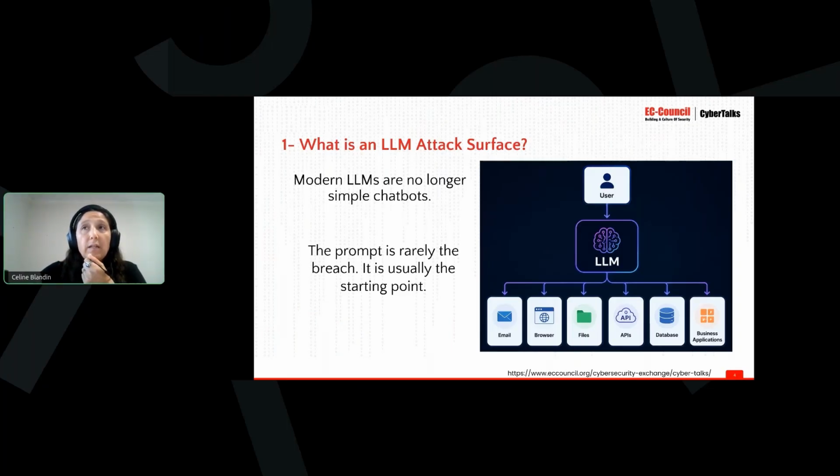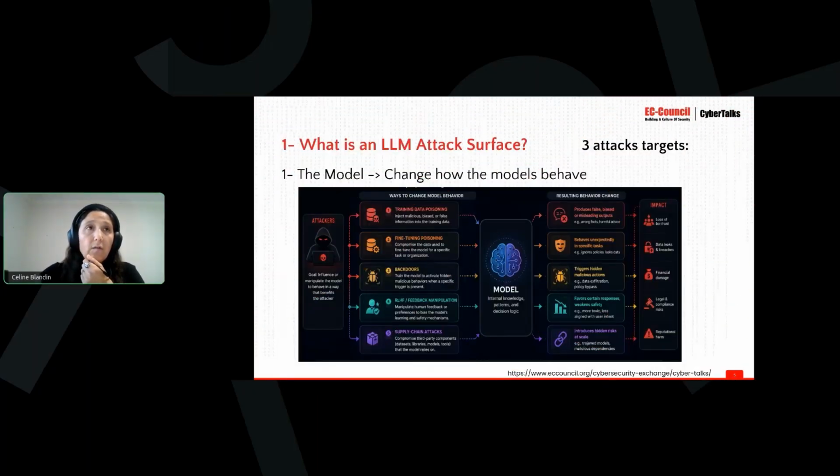The attack surface can be divided into 3 targets, and I will present you these targets. The first one, I would say, is the model itself. So what does that mean? It means that in this case, we try to change the model behavior. That can be through data poisoning, fine-tuning poisoning, which is data poisoning but just on one field, backdoors, human feedback manipulation, or even supply chain attack. All of these are attack surfaces that influence the model behavior.